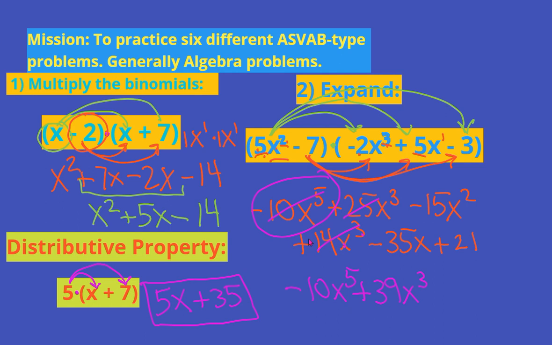x cubeds are done. Let's see if I have any x squareds. This is the only x squared right here. I can bring it over. Negative 15x squared. I'm running out of room. I have a minus 35x, no other single x's, x to the first powers, and 21. And there we go. That's it. I'm done. Whew. That was a crazy expansion. A lot of work. And what are you going to do?